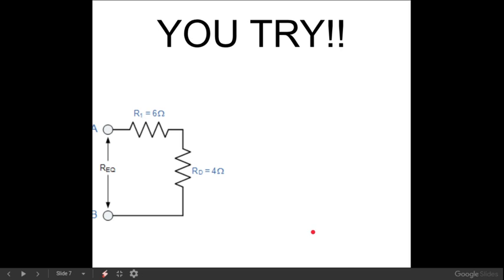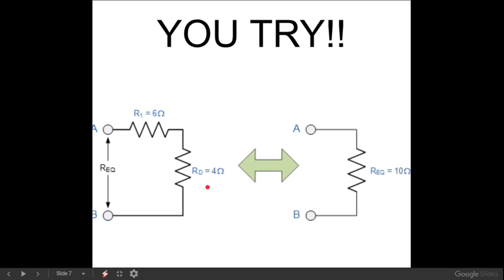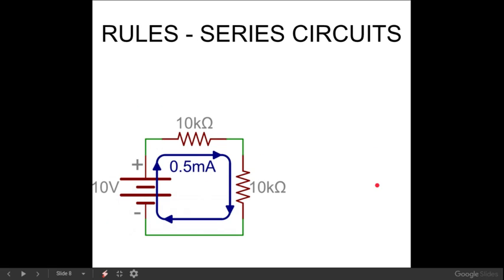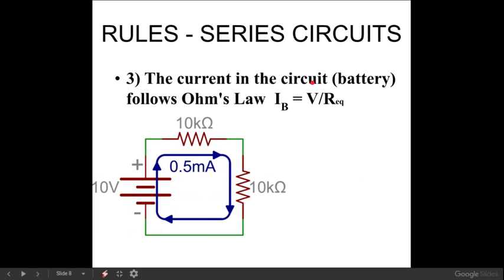So you try a quick one here. A 6-ohm and a 4-ohm in series would be the same thing as a 10-ohm. Just simply add the two resistances together. The third rule of series circuits is this. The current that comes out of the battery and therefore flows through the whole circuit, we can use Ohm's law to find that. Ohm's law says current is equal to voltage divided by resistance. It's important that we use the total, the equivalent resistance.